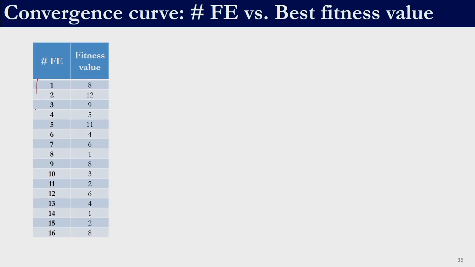Let us say my initial population was 5. So, initially I would have evaluated the objective function 5 times. Remember, this is not iteration, it is the number of functional evaluations. So, the first time when I evaluated the fitness function value, let us say it is 8, for the second member it was 12, for the third member it was 9, for the fourth member it was 5, for the next member it was 11, and this was the initial population.